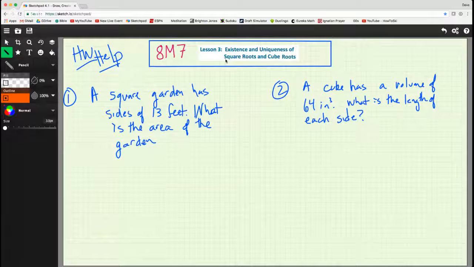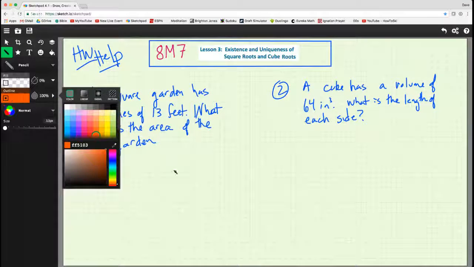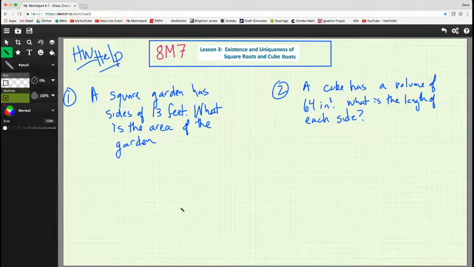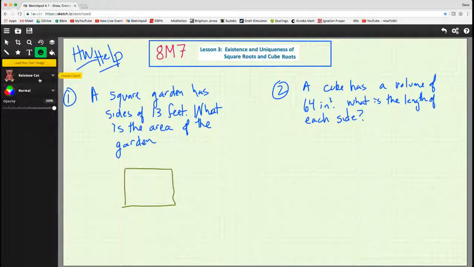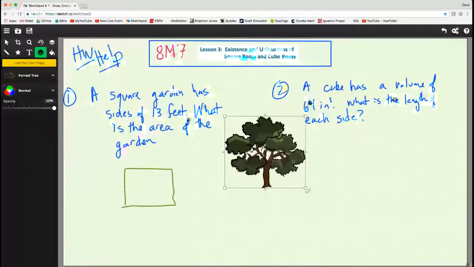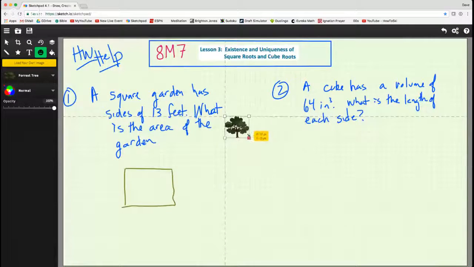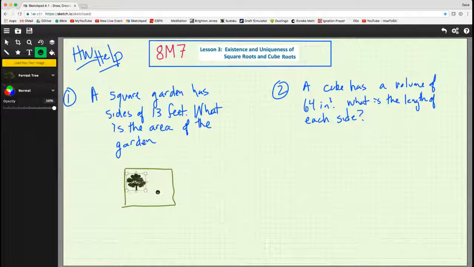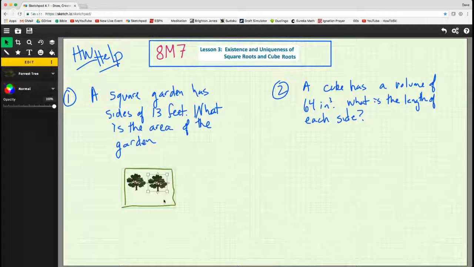So let's look at, what do we have here? We have some word problems. I want you to see if you can use what we've learned to solve these word problems. So we have a square garden that has a side of 13 feet. It's got some flowers in it. Oh, we're going to have a lettuce garden. Oh, no, that's a tree. Well, let's just pretend it's broccoli. We have a little broccoli garden outside. Cool.